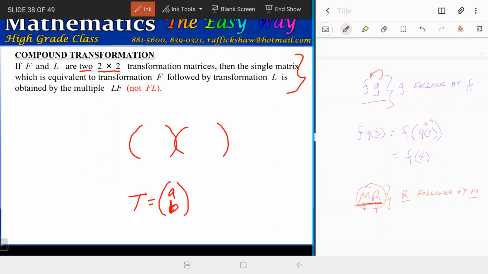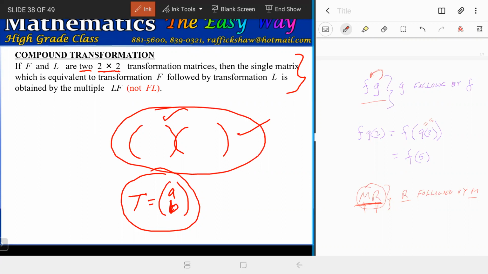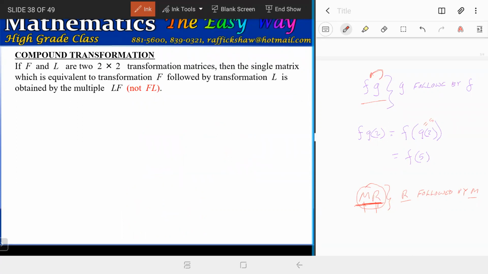So this rule is up here now. We can form a single matrix, right? It does not involve translation. Only the two by two matrix transformations. So we're talking about the reflections, rotations, and the enlargement, because those are your two by two matrices. Let me start by saying that first. This is in relation to two by two matrices. You can still have compound transformation with the translation, but you can't form a single matrix. We get to that when the time comes.